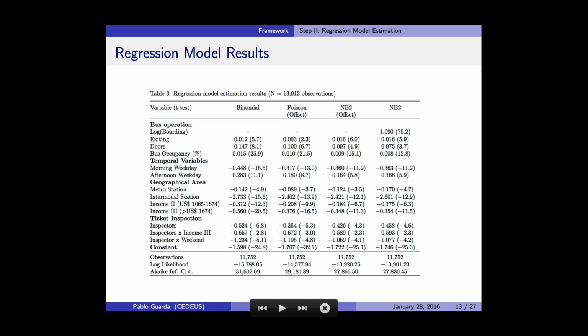This is saying if there are ticket inspectors at the bus stop, fare evasion is going to decrease by this magnitude. But if in addition the inspector is allocated in a high income area, fare evasion is going to decrease even more. The same with the weekend. On the weekend, we find fare evasion is going to increase even more.